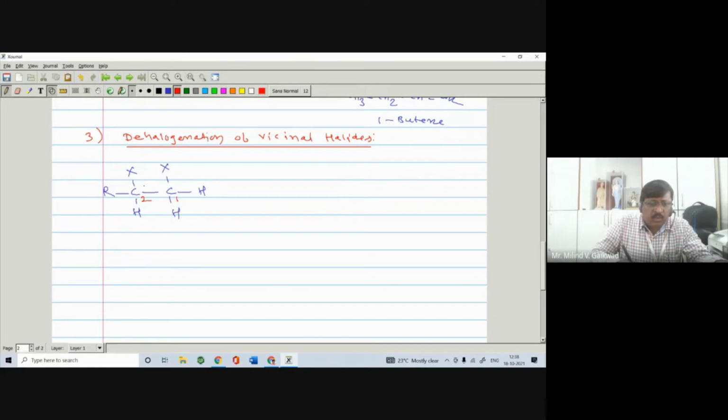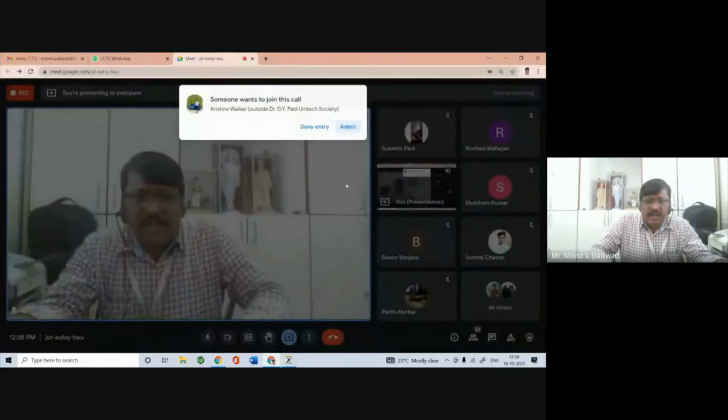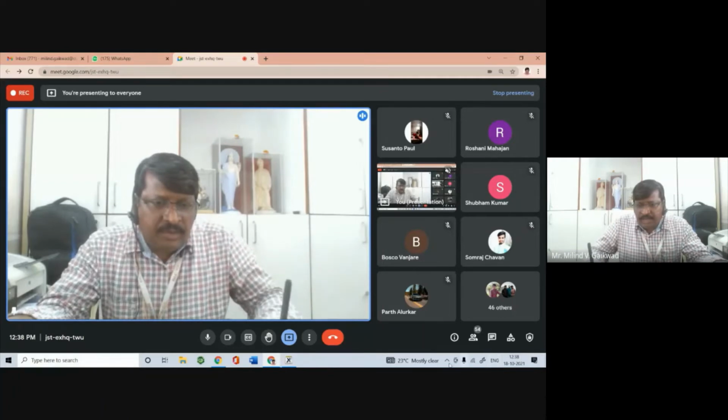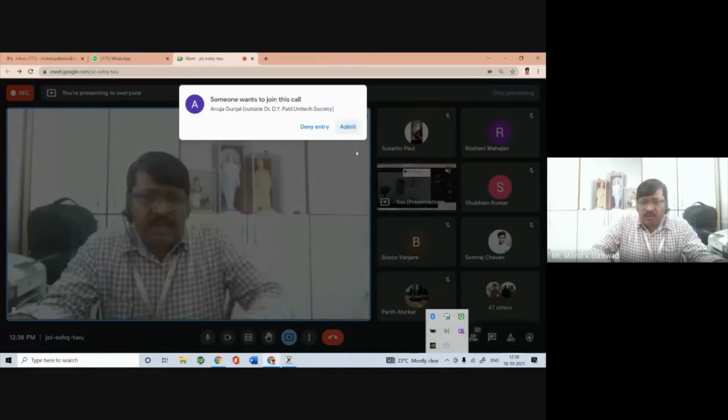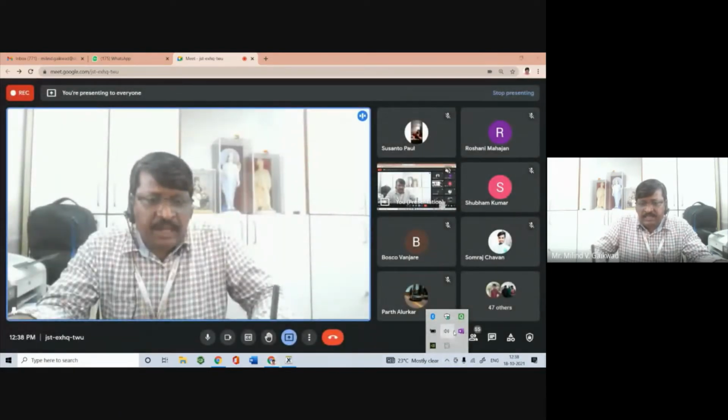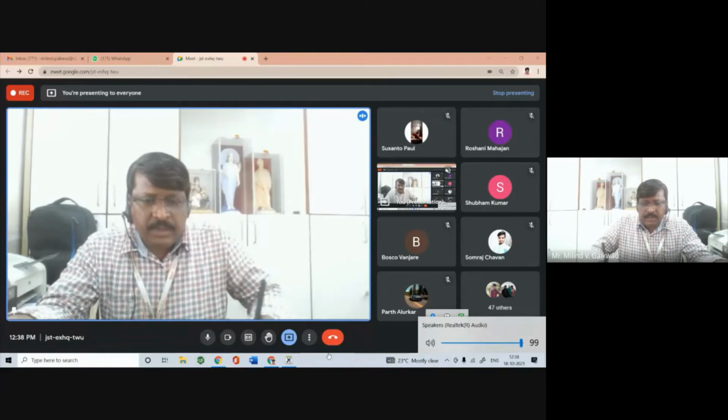So when the two halogens X X are directly attached to adjacent carbon atoms, at a 1,2 halo compound, a 1,2 halo alkane, then it is called a vicinal halide. When the two halogen atoms are directly attached to adjacent carbon atoms, it is called a vicinal halide.